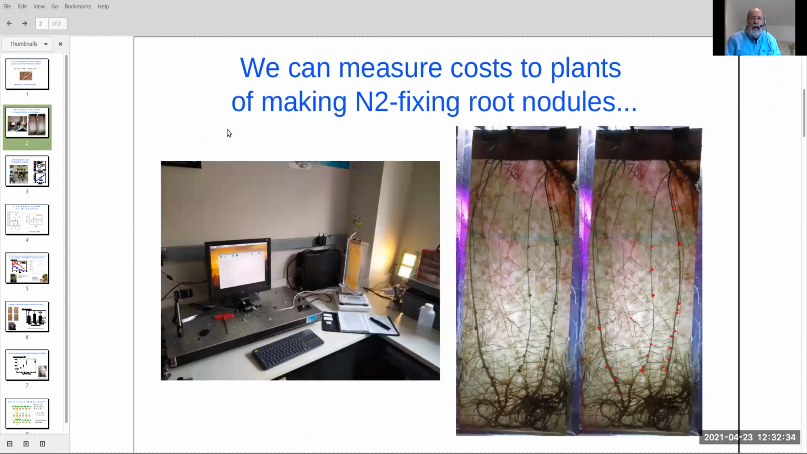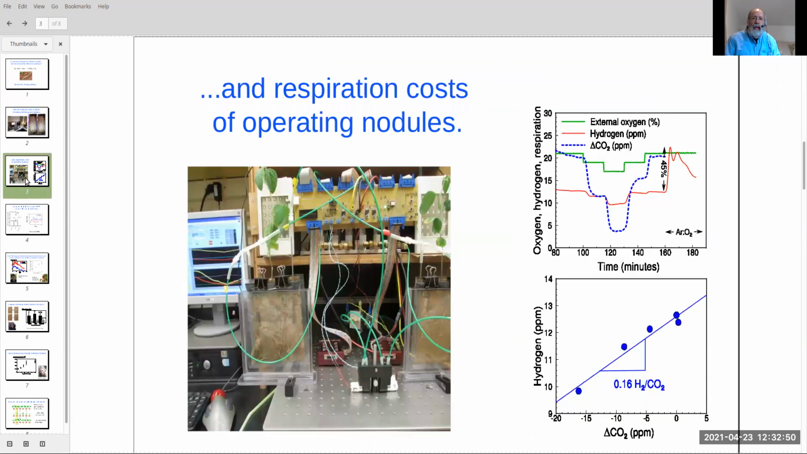So those costs, there are really two costs. There's the cost of making the nodules in the first place, and we're actually using photos taken of root systems and an artificial intelligence system that identifies nodules to measure those costs. And then there's a cost of operating the nodules. It's basically the respiration that the nodules are doing. And that's a bit tricky to explain in a short talk.